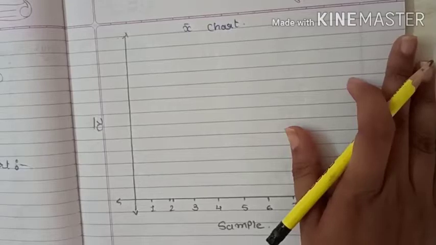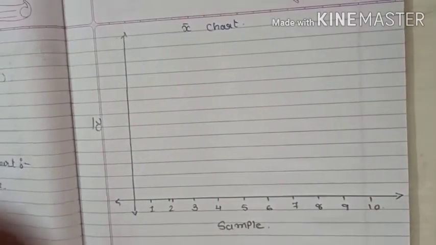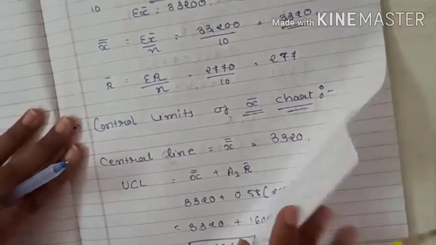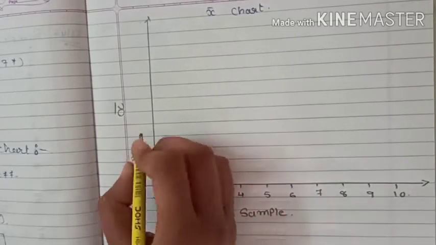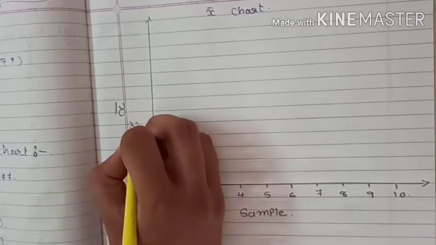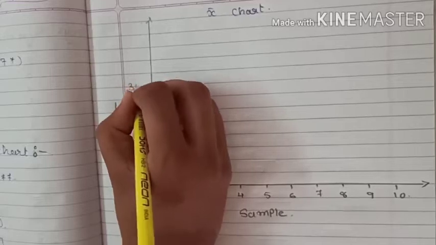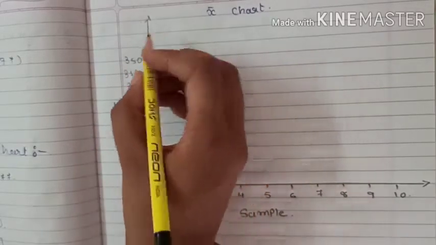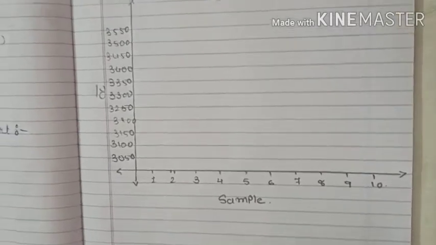Now we are drawing the X bar chart. Here is the sample on our X axis, and on our Y axis we are plotting the X bar. What is the lower limit? Lower limit is around 3160, and upper limit is 3480. So let's start with 3050, 3100, 3150, 3200, 3250, 3300, 3350, 3400, 3450, 3500 and 3550. Right?